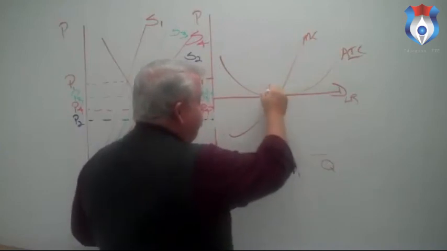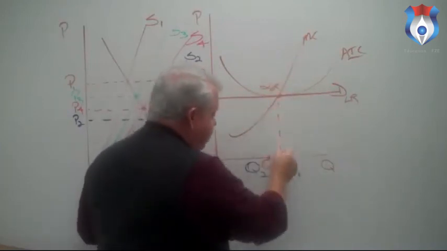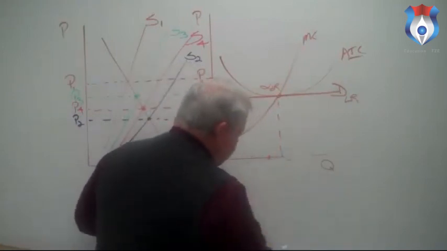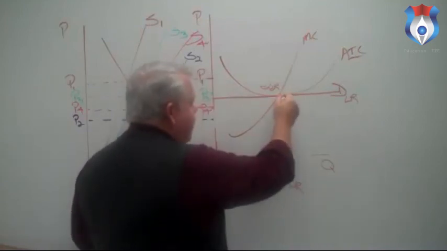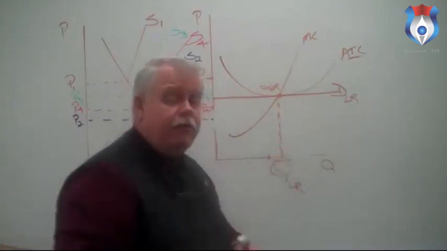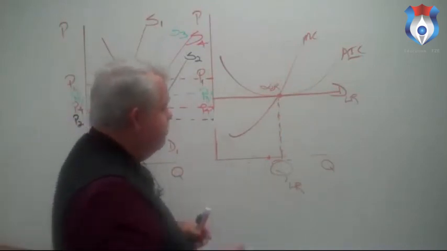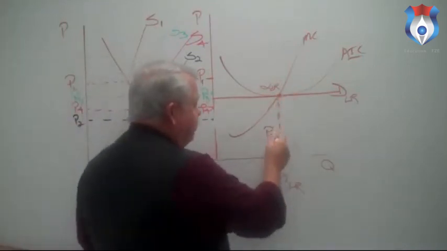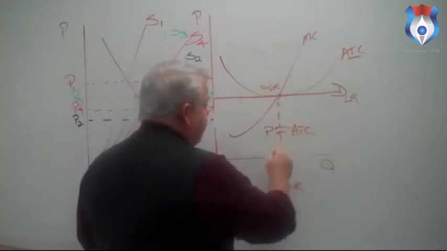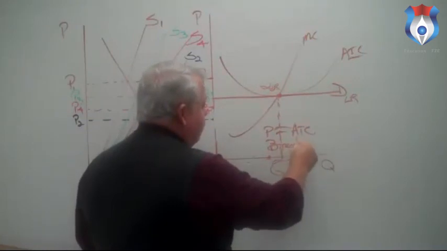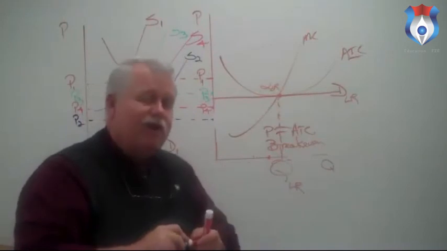That makes this point alpha, long run. This makes this the right quantity. Let's see if we can find a little room for that. This would be our quantity in the long run. And at this level of output, how's the firm doing? Are they making a profit, taking a loss, or breaking even? And the answer is, at this point, the price they are charging exactly equals the average total cost, and so they are breaking even. And this becomes the long-run equilibrium for the firm in perfect competition.